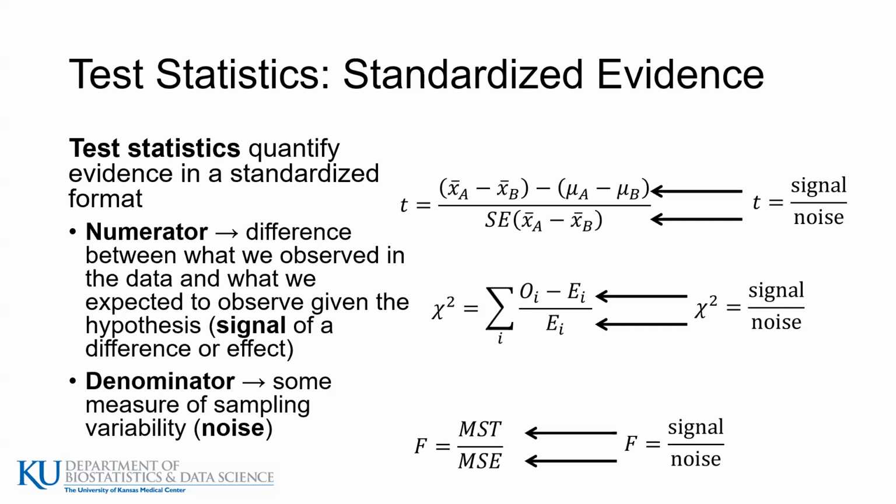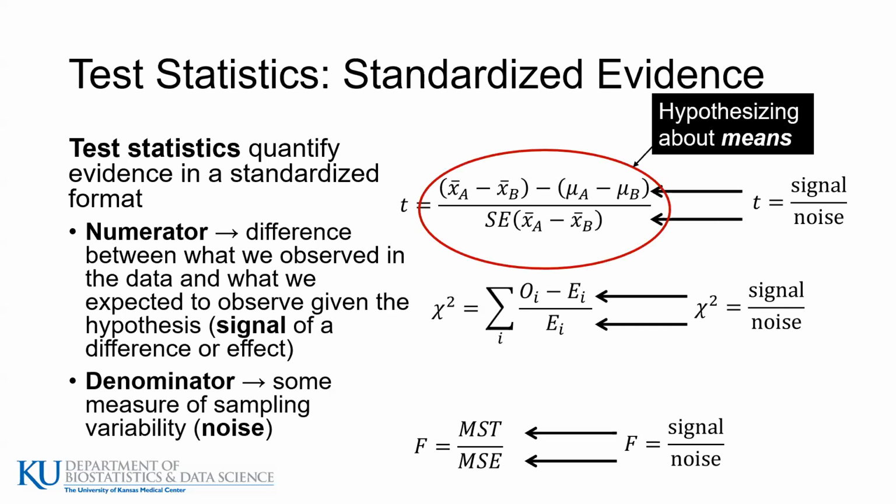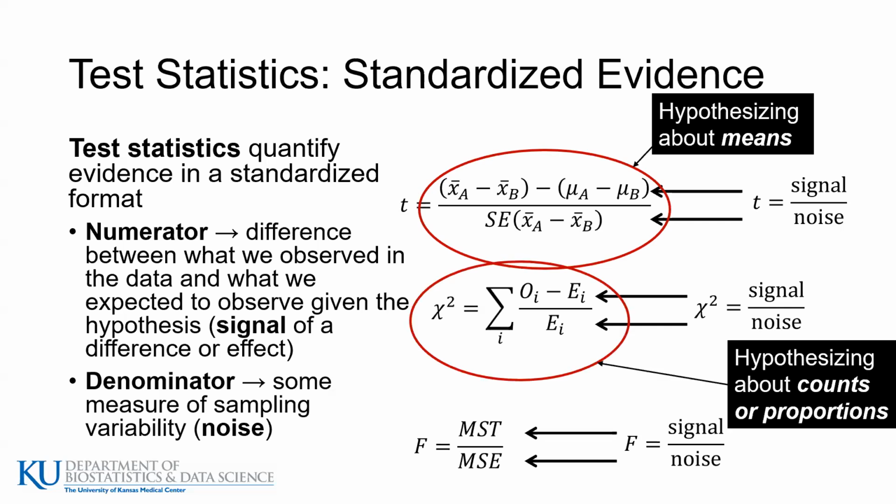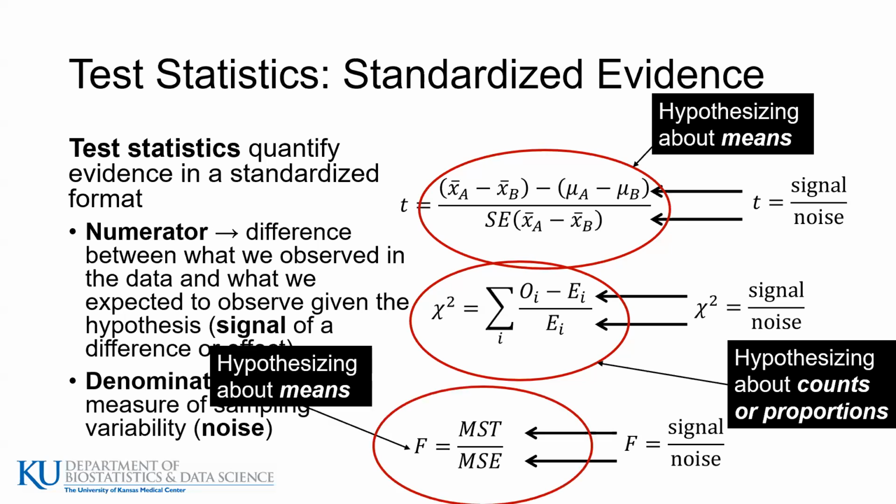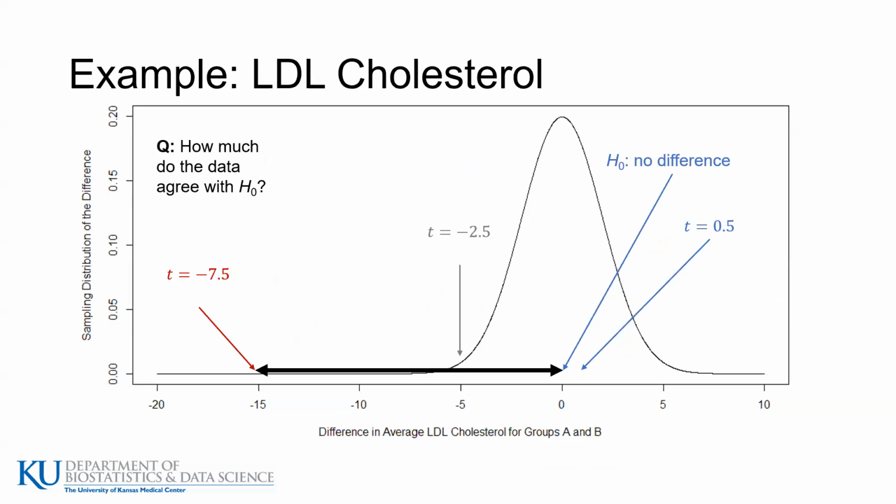So in our case, in this scenario, we're hypothesizing about the means of the population. So we're going to use a two-sample t-test. There's also the chi-squared test, which we would use if we were hypothesizing about counts or proportions. And then there's also the F-test. This is also hypothesizing about means, but this would involve more than two groups. So going back to our example, we're hypothesizing about the means. So the appropriate test statistic here is the two-sample t-test.